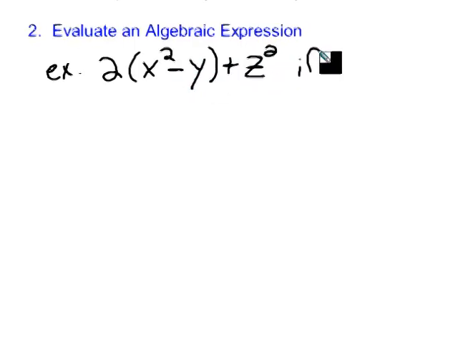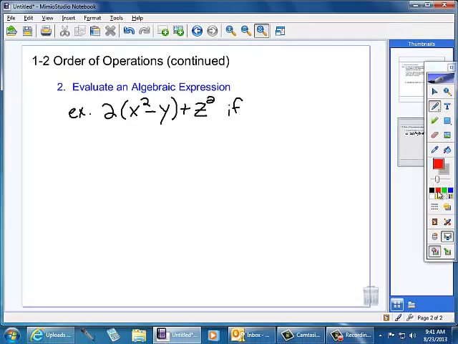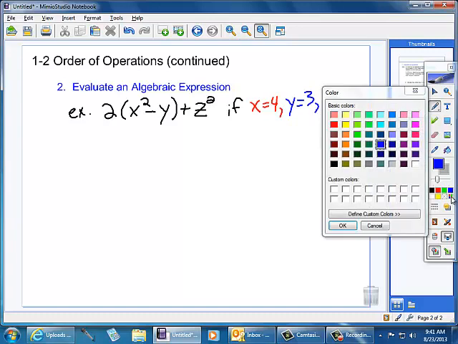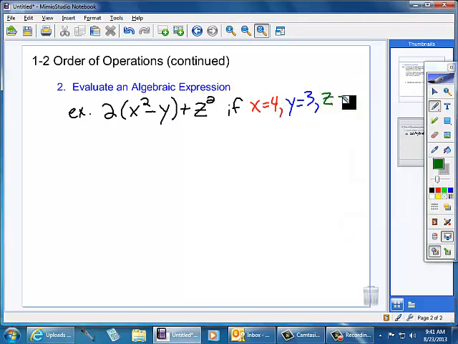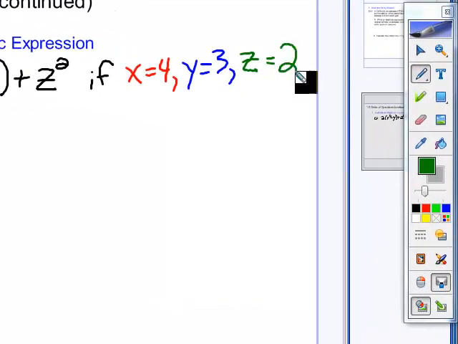Okay. If x equals 4 and y equals 3 and z, like that Packer green, z equals 2. Okay? So what they're going to ask you to do is replace those variables with their values. And it really just becomes another order of operations problem after we do that.